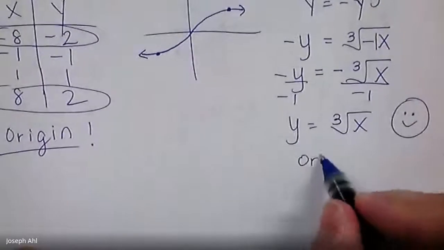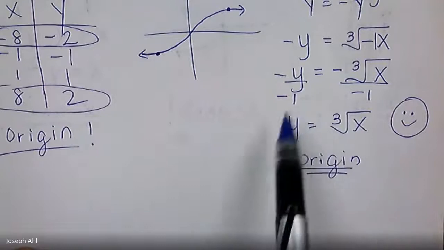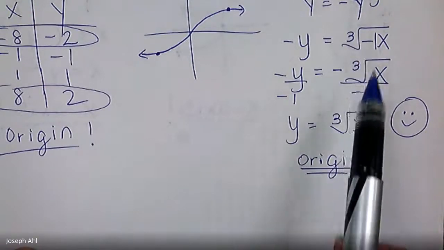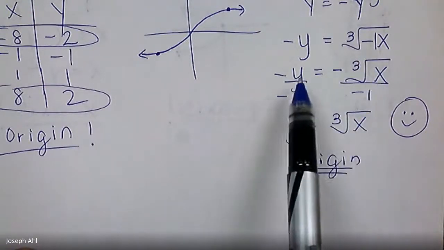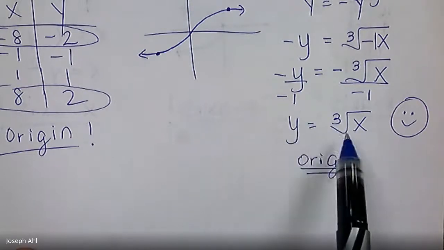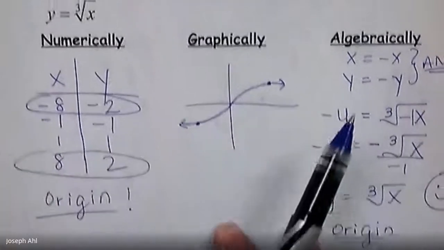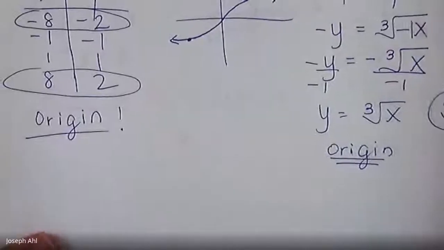So therefore, the conclusion is we have origin symmetry. Origin symmetry sometimes is a little weird to test with because you have to know some good algebraic tricks to make this happen. And just make sure you get y alone before you make your conclusion. Once y is by itself, if it matches the original, which it does, there's my confirmation for origin symmetry.